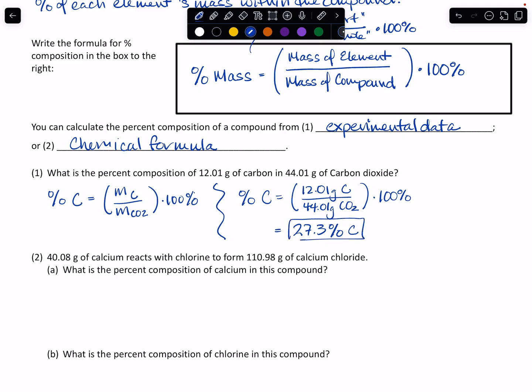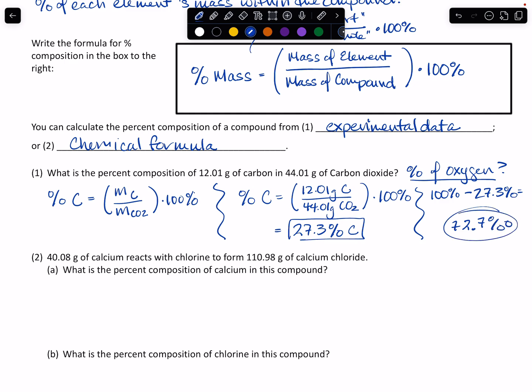Now, the problem didn't ask it, but what if I wanted to know the percentage of oxygen? Because there are only two elements in this compound, the percentages have to equal 100. So the percentage of oxygen would be equal to 100% minus 27.3%, which equals, I always have to do this, 72.7%.